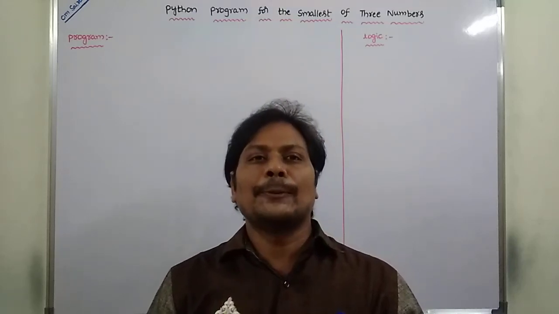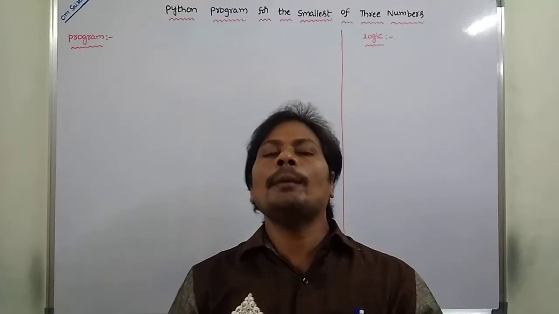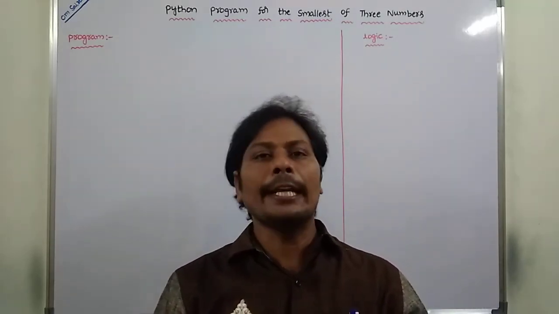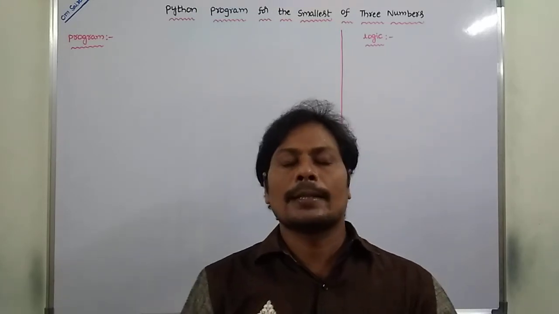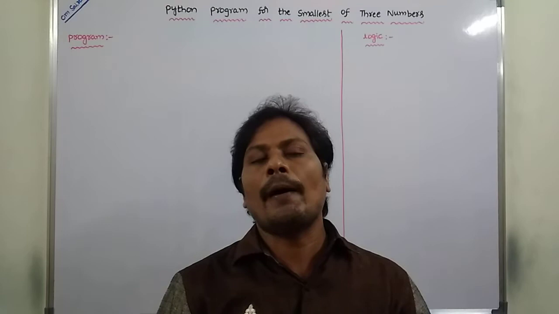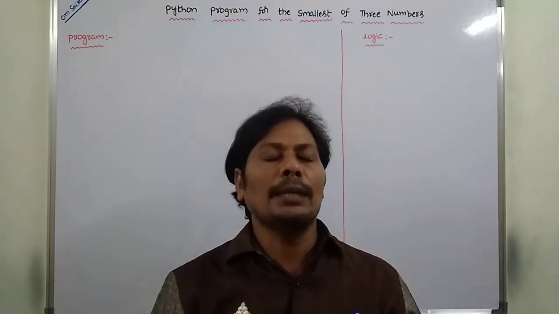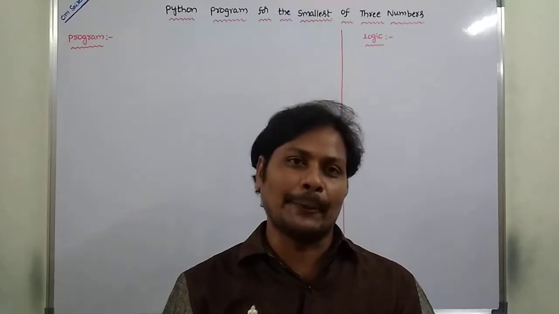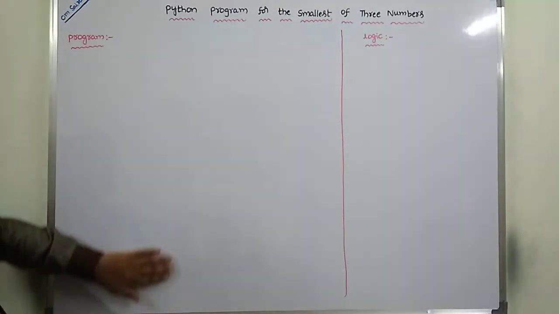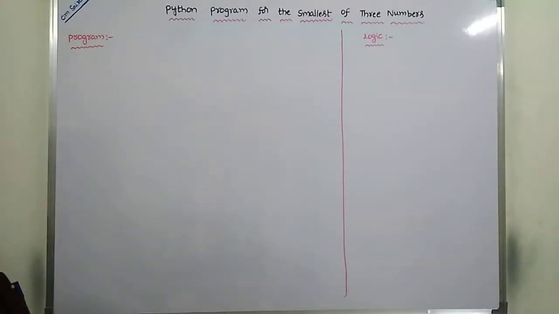Hi friends, today I am giving a lecture on a Python program for the smallest of three given numbers. That means, suppose we are given three numbers, how do we find the smallest number among them using a Python program? First we have to write the program. After that, I will explain the logic.